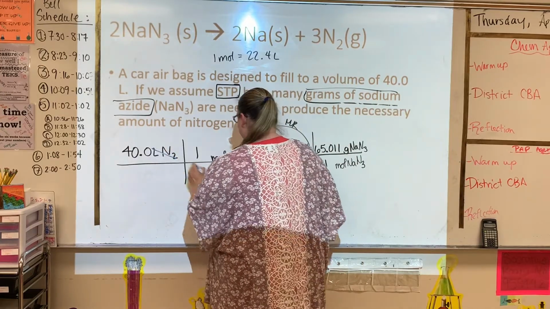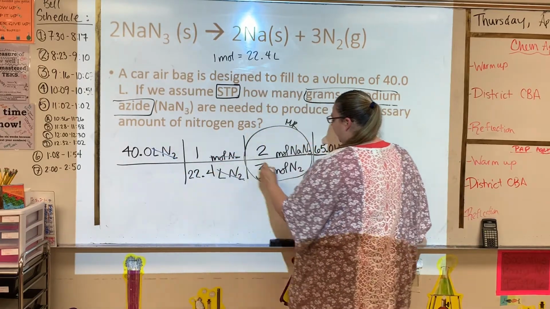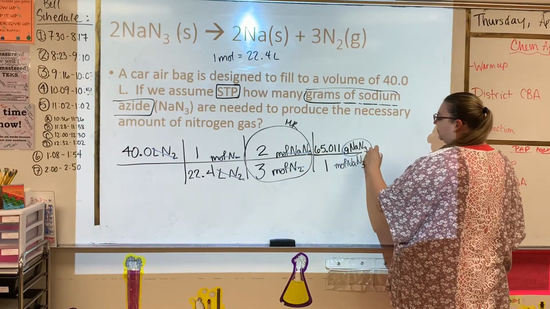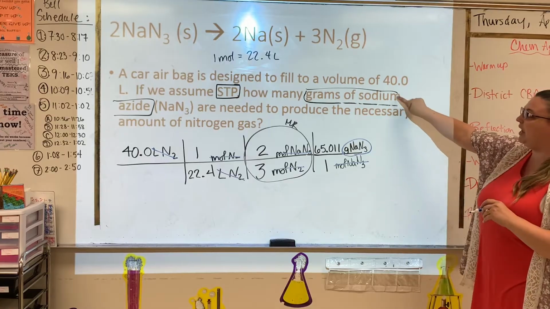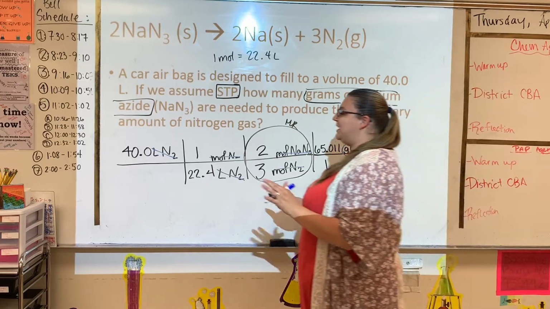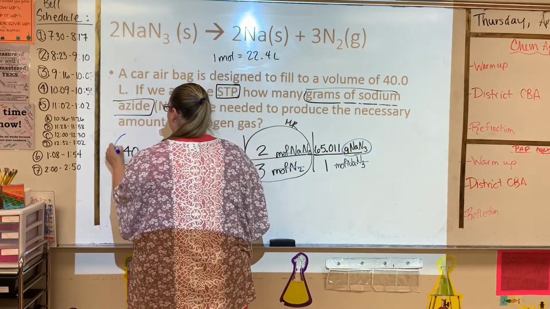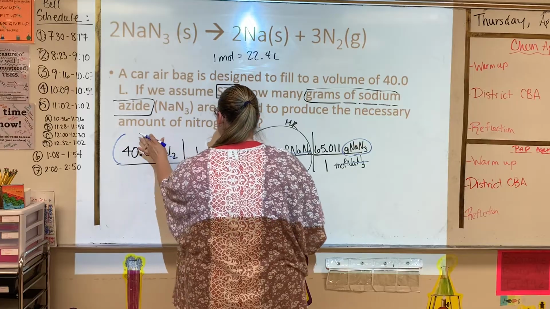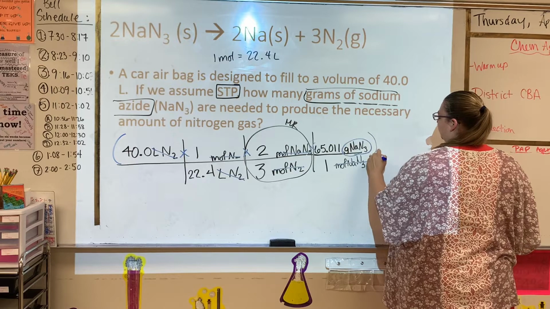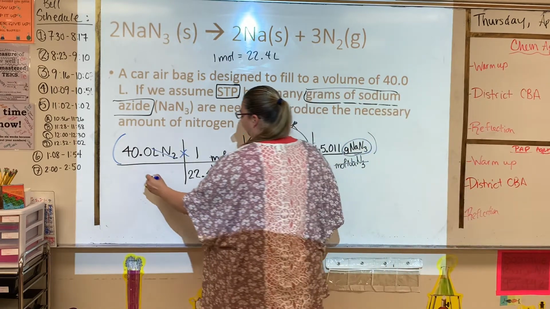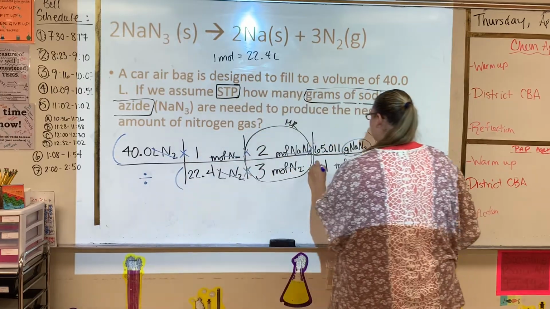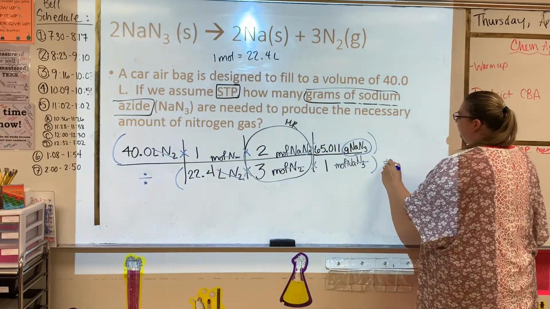Liters of N2 cancel with liters of N2. Moles of N2 with moles of N2. Moles of NaN3 with moles of NaN3. Leaving us with grams of sodium azide, which is what they asked us for. So remember that to solve a problem like this, I know it's been a minute since we've done a stoich, you're going to put parentheses around the top, and you're going to do this, times this, times this, times this. Close your parentheses. Divided by this, times this, times this, close your parentheses.